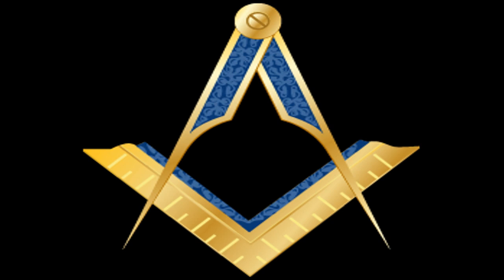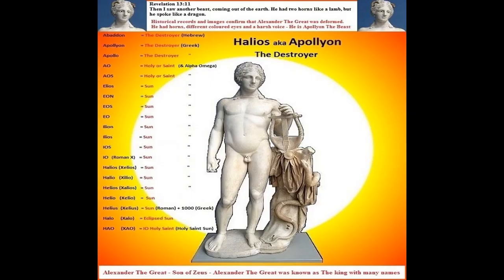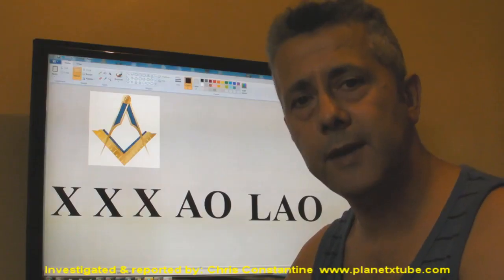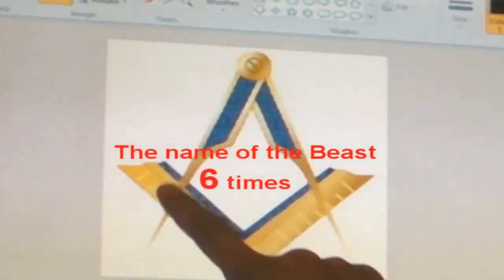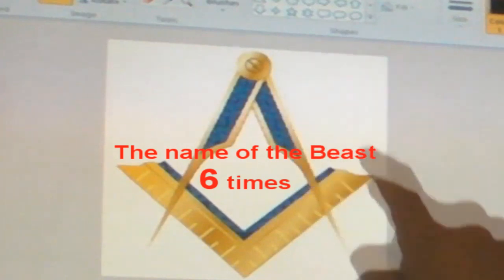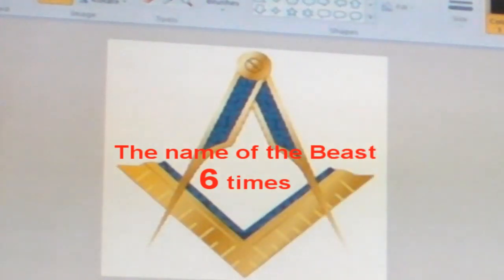Now let's take a closer look at the top of the Masonic square and compass and take a look at the actual screw itself. Again, we find the same shape, I and O. Io, the name of the beast. Leo, Leos, Io, holy saint, lion. The name of the destroyer here in the simple square and compass logo of the Freemasons.